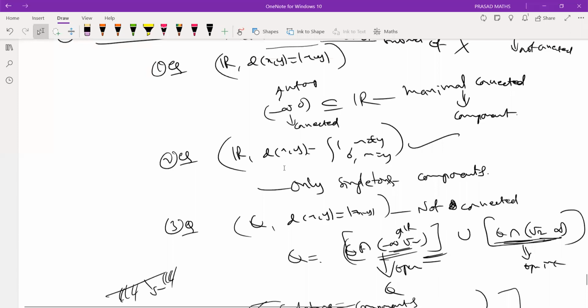So metric spaces are over. By tomorrow, I'm going to complete topology in one class. Any doubt?